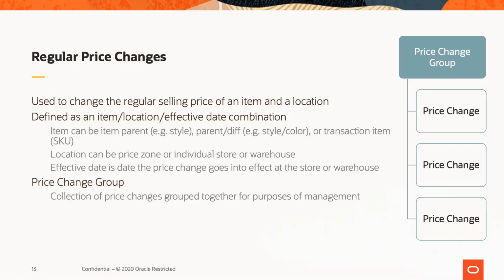It can be used for mass maintenance, and really is kind of user defined in terms of how a particular user wants to define a group. One thing that's different within pricing cloud service than with RPM is that all price changes are created at the item level, and an item can be either a parent div, or transaction level item. We're not holding price events at an item list level, for example, like in RPM.